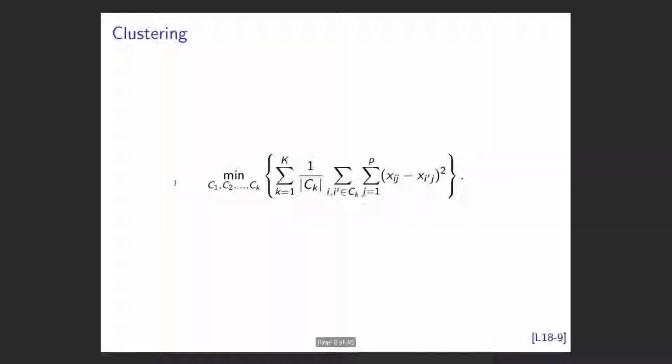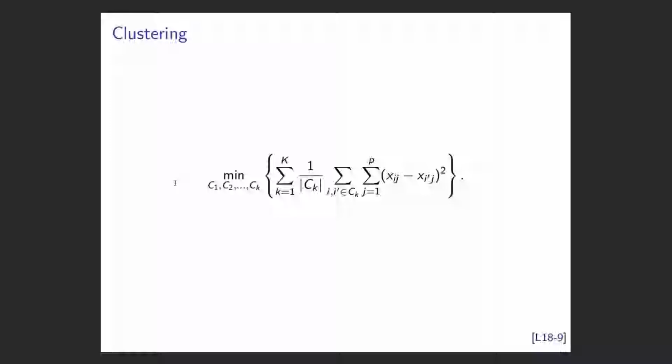So when we put that in, this is the heuristic we're trying to use. We're trying to minimize over all the clusters, all the pairwise distances within each cluster, where the pairwise distance is obtained by taking the squared difference between each predictor for each observation.